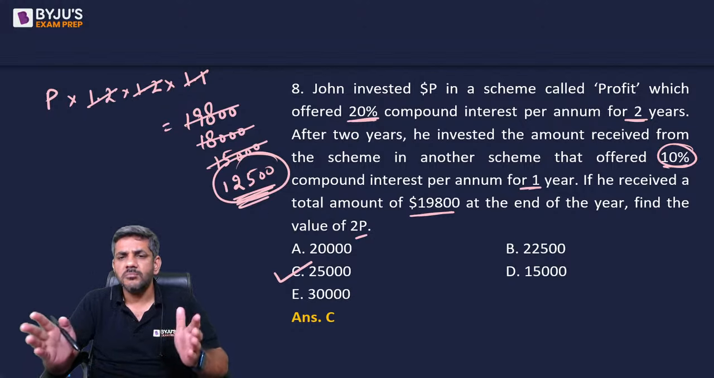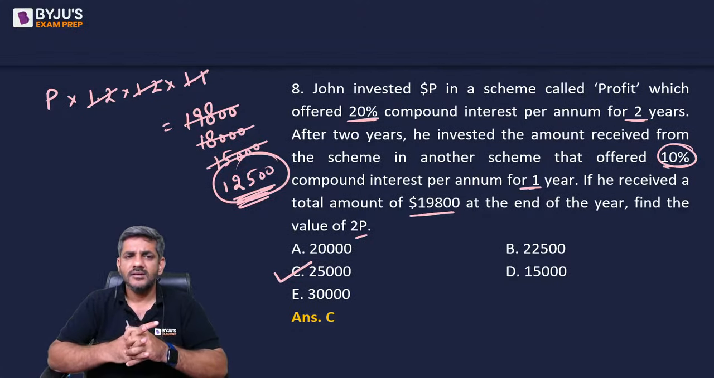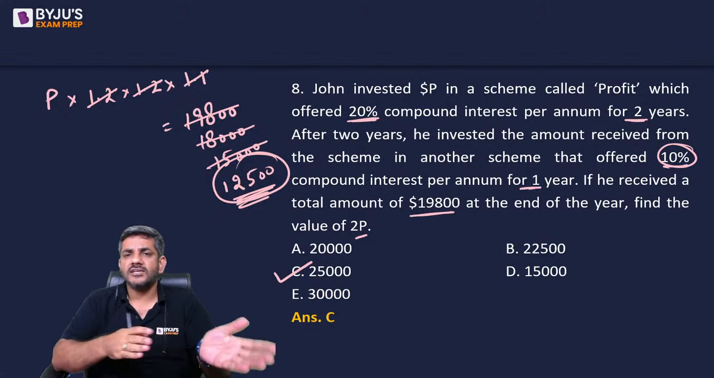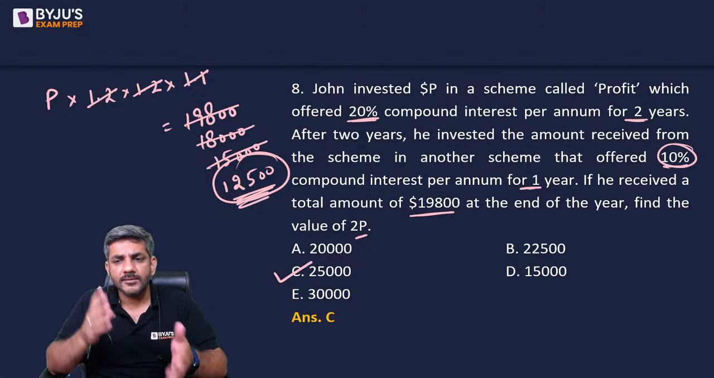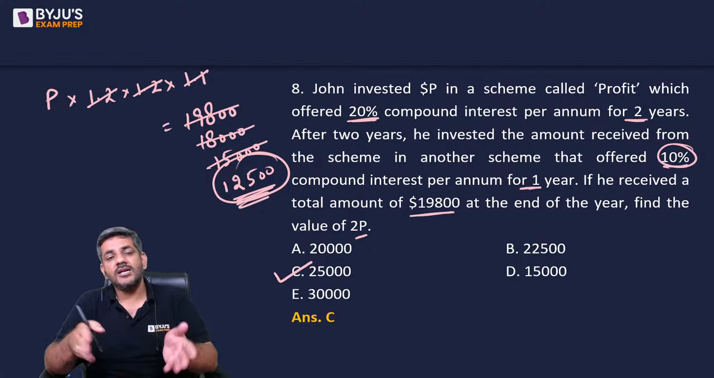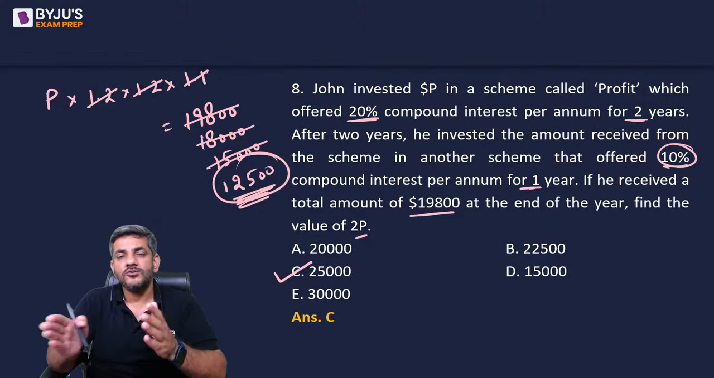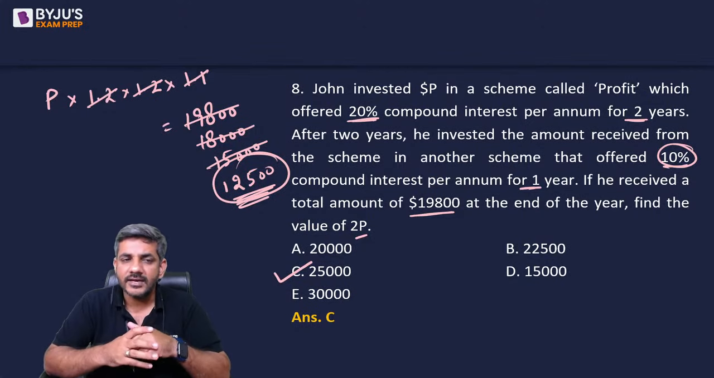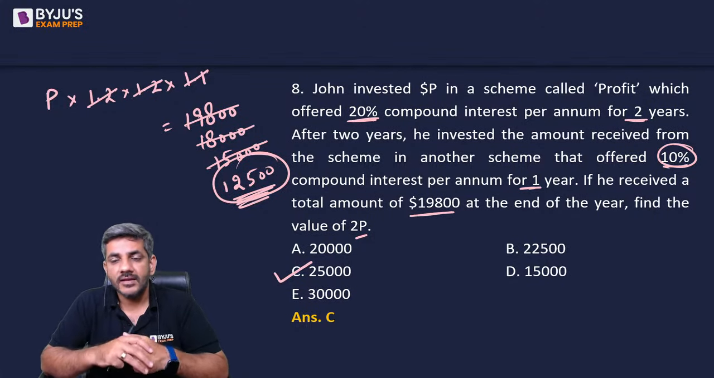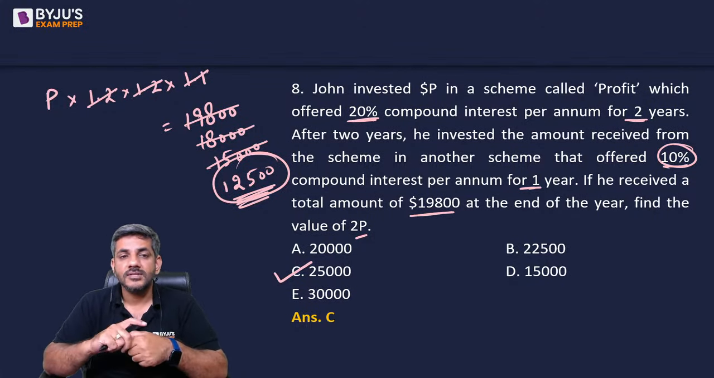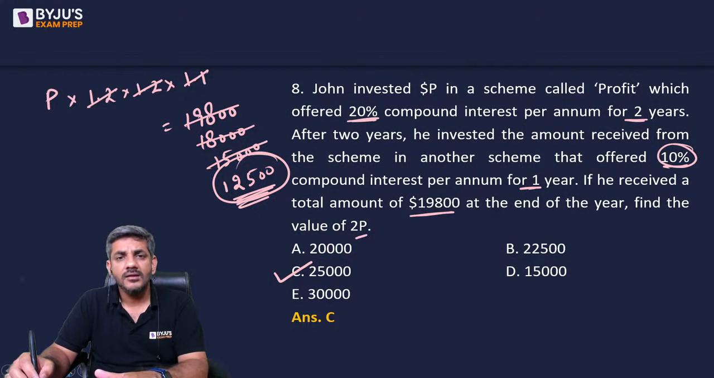Looks like a very simple question straight away, isn't it? It's going directly along those lines, very simple. First it was increased by 20% for 2 years, so it became 1.2, 1.2 twice. And then it was increased by 10%, so it became 1.1 times. Just 1.2, 1.2 and 1.1, we divided on the right hand side, and we got the value of P as 12500. That's the right answer for question number 8. I'm assuming that there would not be any problem in question number 8 as well. Let's move ahead to question number 9.